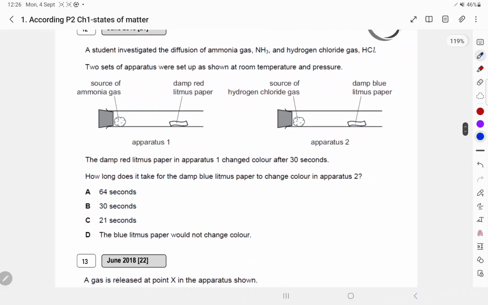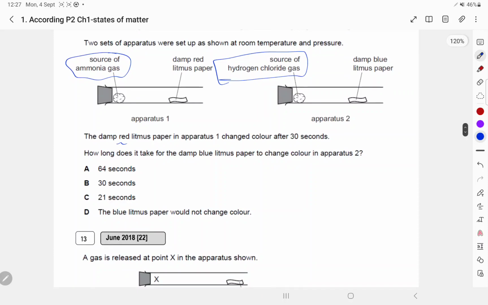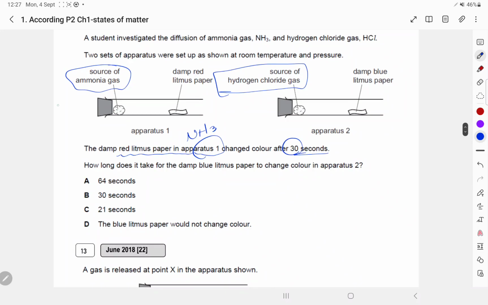Okay, a student investigated the diffusion of ammonia gas and hydrogen chloride gas. 2 sets of apparatus were set up as shown at room temperature and pressure. So we have the ammonia gas and we have the hydrogen chloride gas. The damp red litmus paper in apparatus 1, which contains the ammonia gas, will change color after 30 seconds. We said that the ammonia gas has relative molecular mass MR 17, 14 plus 3. And the hydrogen chloride gas HCl has MR equals 36.5.